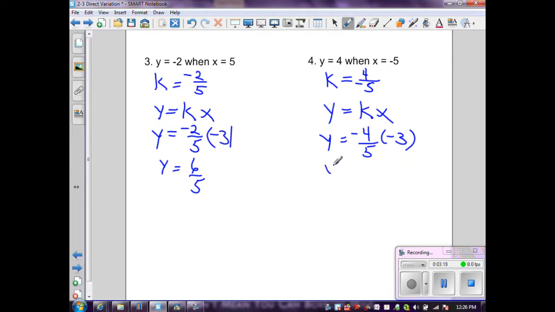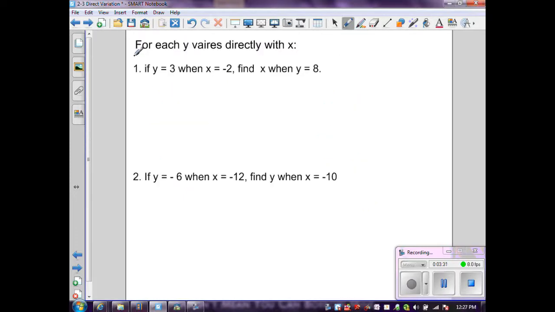Therefore, when I simplify, y is equal to a positive 12/5. For our next example, they want me to determine for each, when y varies directly with x, we want to know if y is 3 and x is a negative 2, we want to find x when y is 8. Here, what we want to do for both of these examples is to set a proportion where I have y sub 1 over x sub 1 equal to y sub 2 over x sub 2.